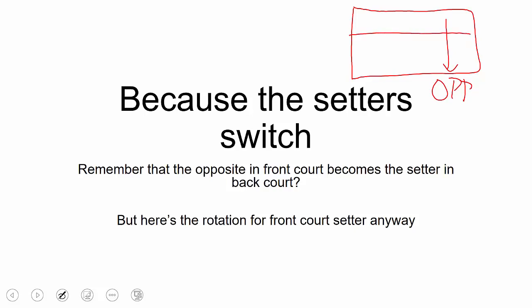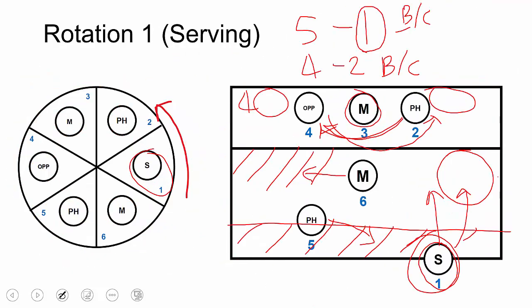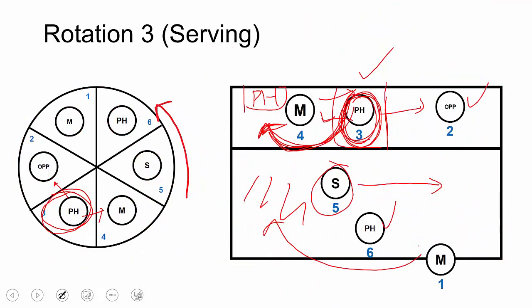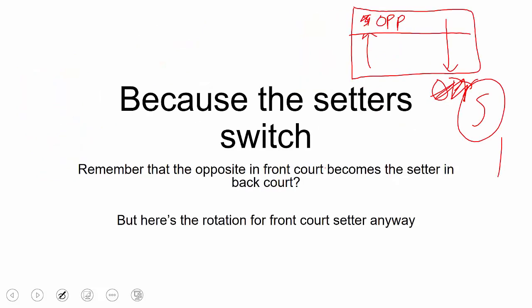The opposite actually becomes the setter, and the setter goes to front court here. Once the setter rotates, they actually become the opposite. So it's essentially the same thing. And so we see the setter is in position 1 here, and it's just the same rotation. Setter in position 1. So if we were doing a 4-2, then we'd only have to learn 3 rotations. But if we're doing a 5-1, we don't.